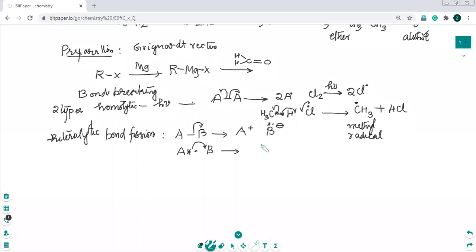Now, what is the condition? The condition is that B should be more electronegative than A. So B is more electronegative than A. This is what you have to consider. Whenever you want to break a bond, consider the electronegativity.